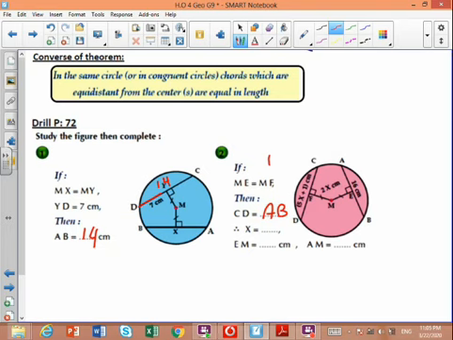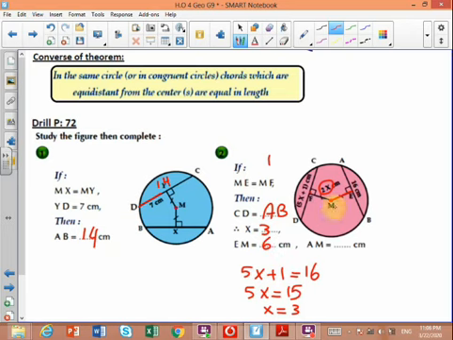Okay, and can I find X? Yes, I can, because 5x plus 1, which is the length of CD, equals the length of AB, which is 16. So 5x will equal 16 minus 1, which equals 15. By division, x equals 3. He needs the length of EM. We know that EM or ME equals MF, and he told me that it's equal to 2x. So EM will be 3 times 2 equals 6 centimeters.